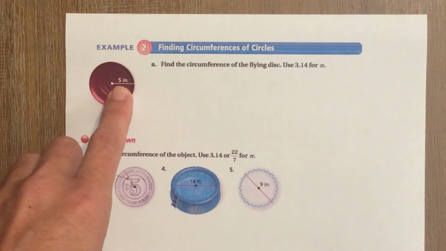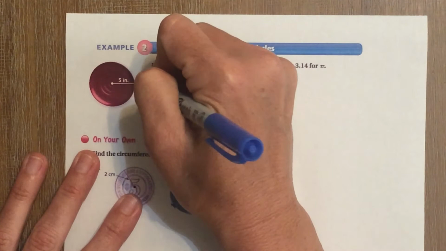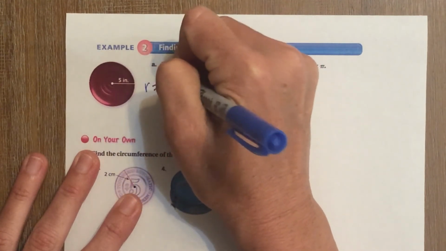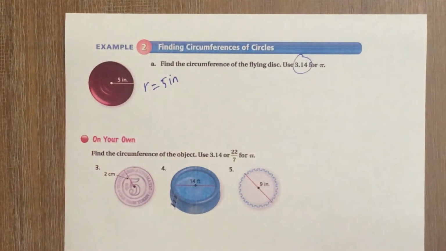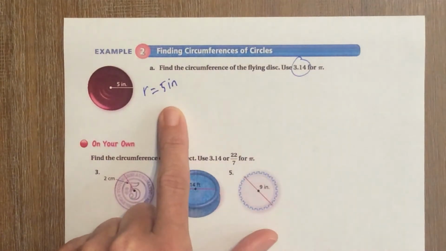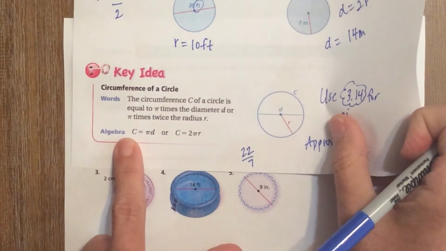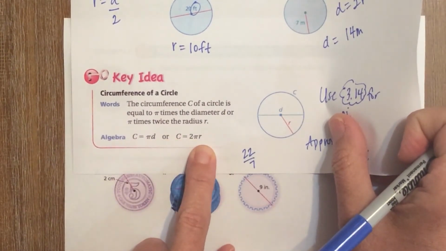What is provided to you? This is the radius, right? So I know that the radius is equal to 5 inches, okay? I'm going to use 3.14 for pi because that's probably what you guys will be using, okay? And if we look here, the radius is 5 inches. So will I use C equals pi times d or C equals 2 pi r?